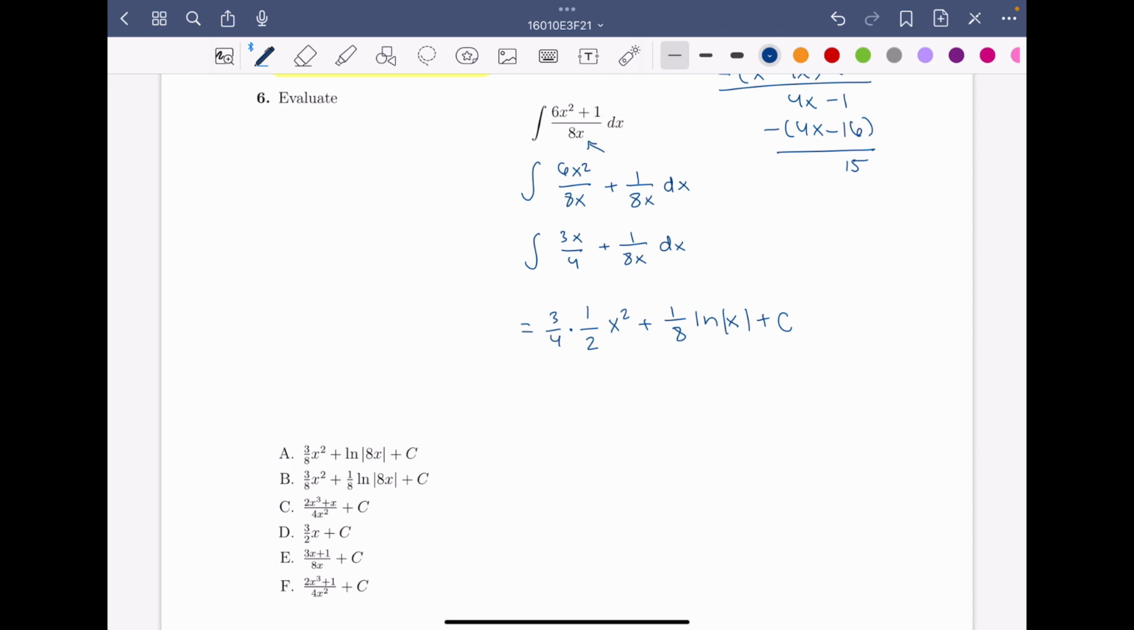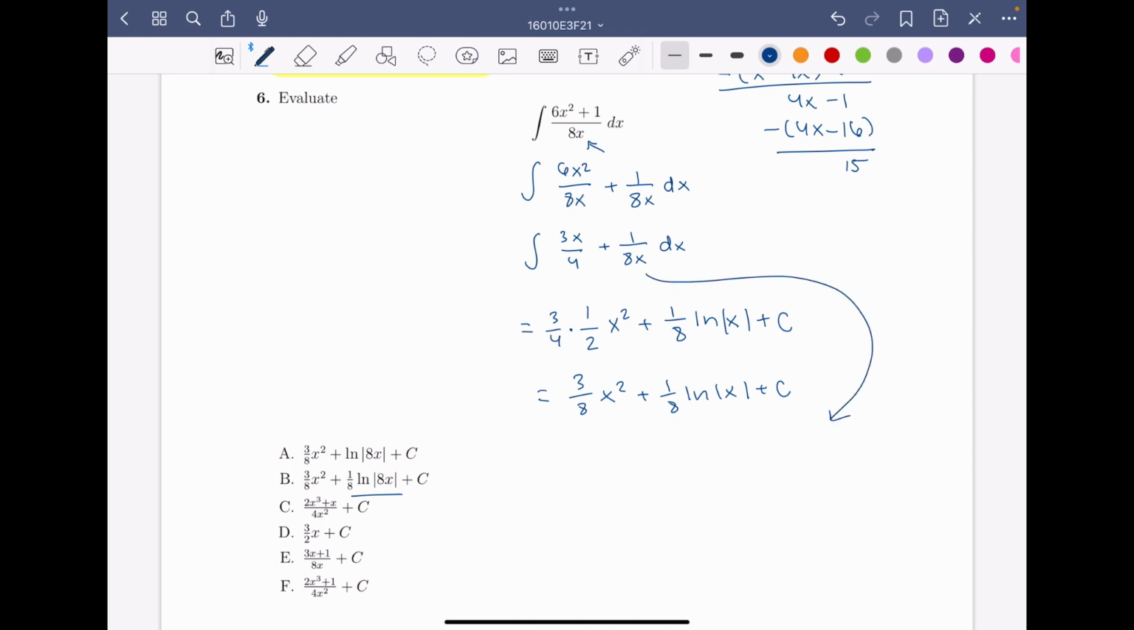If we look at this, we can simplify a little bit. That would give us 3 over 8 x squared plus 1/8 ln x plus c. So if we look at our answers, okay, none of our answers actually match. So we're going to try this again, but the one term that doesn't match up is this 8x right here. So we're going to try this again with trying to integrate this other term.